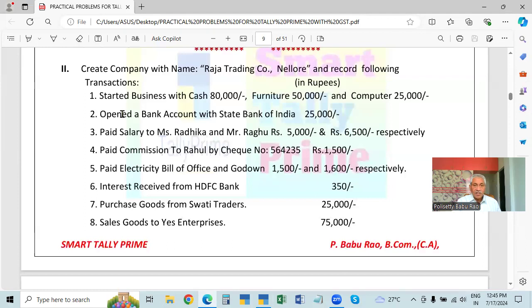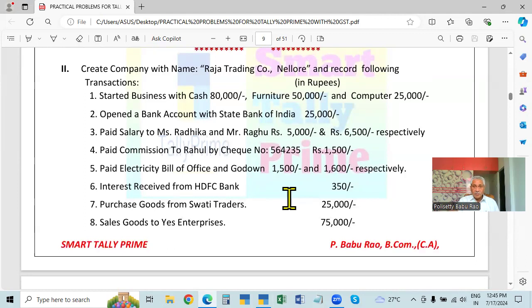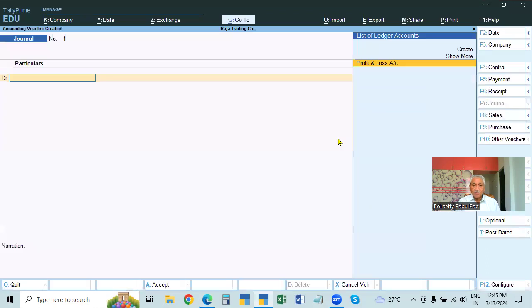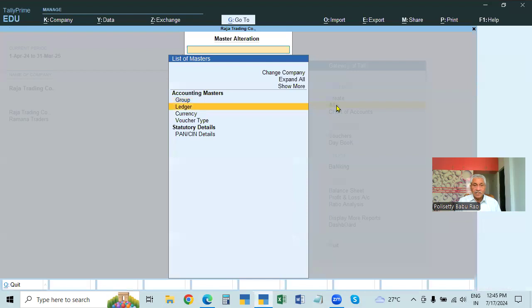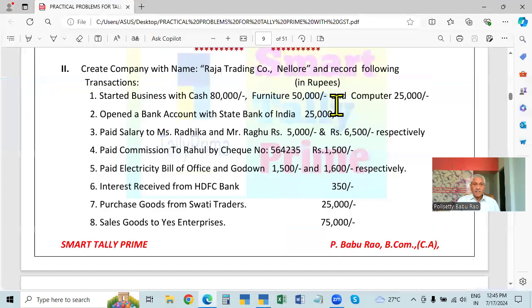So the first one: started business. Started business with capital means he is bringing capital into the business. So what he is bringing, now we go to vouchers. We'll go to all the required vouchers and ledgers. No ledgers are created, but here what we do is we create all the ledgers in the secondary method, means during the voucher entry, by clicking the create button in the list of ledgers. Business is started with 80,000.